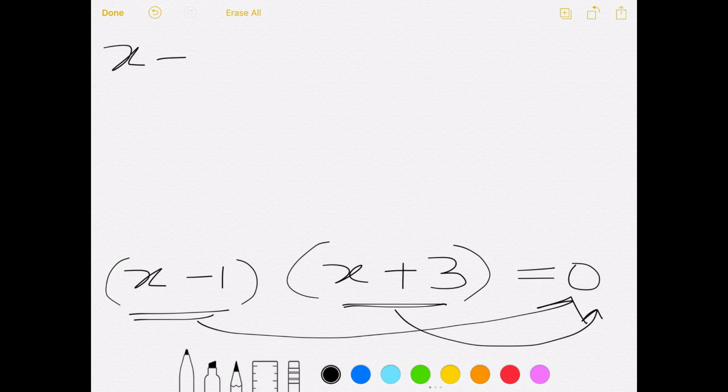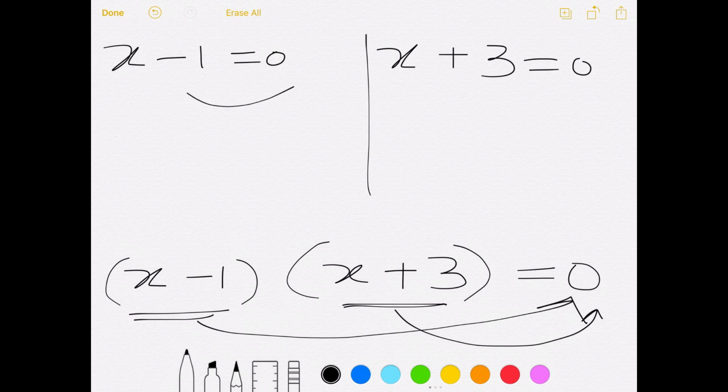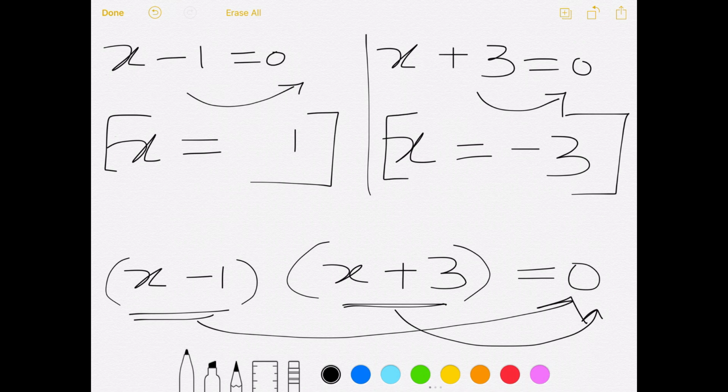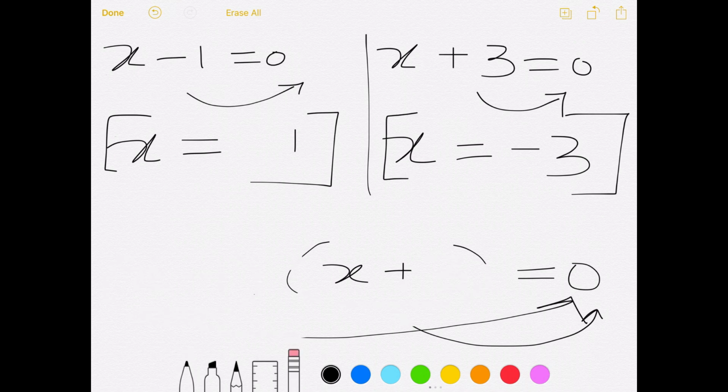Now what if x minus 1 equals 0, and what if x plus 3 equals 0? Minus 1 goes on that side, so x will be equal to 1. If you do not write this plus sign, then also it's okay. And if plus 3 goes on that side, x will be equal to minus 3. These are the solutions or the roots of the given equation.